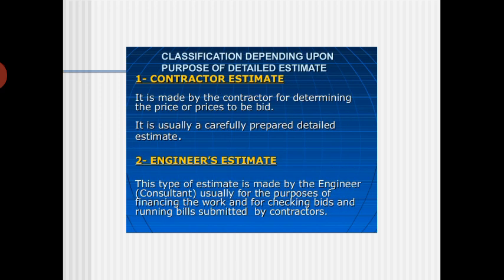See, this is very important. Maybe this we have not discussed. Sometimes they may ask: explain the different types of detailed estimate. So the first one is the contractor estimate. The contractor will use it for the bidding purpose. The engineer estimate is for financing the works, as well as for checking the bids and for running the bills submitted by the contractors.